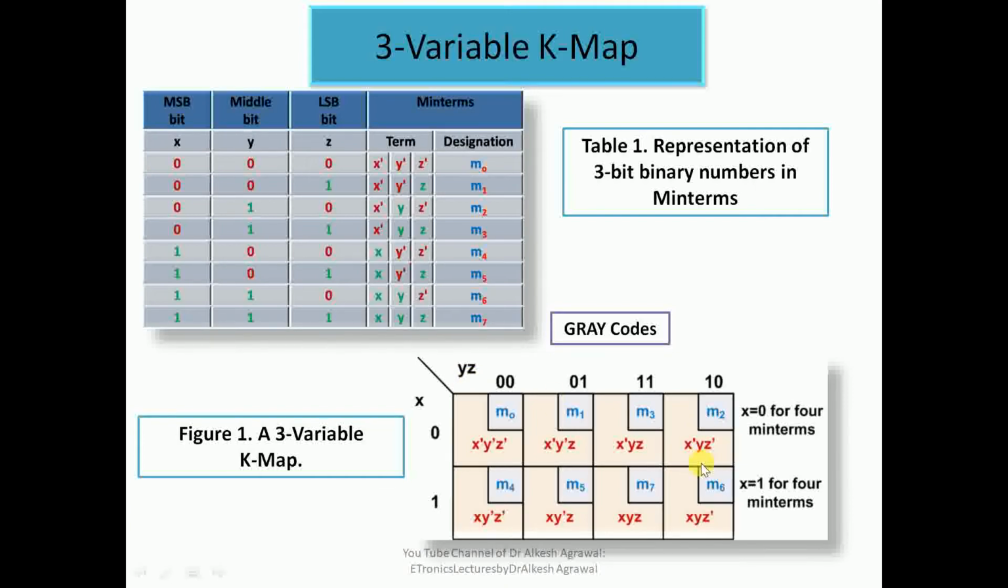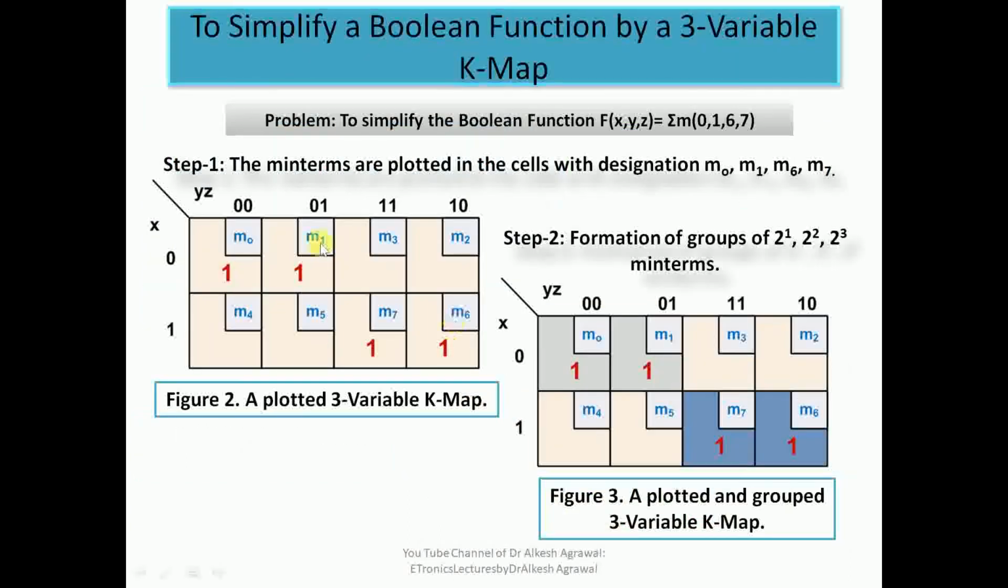So now we come to further discussion. Here I have taken a very small example, how to simplify a Boolean function, which is a function of 3 variables x, y, z. It is written in SOP form, sum of product form, that is in terms of min terms. So we have 4 min terms, m0, 1, 6, and 7.